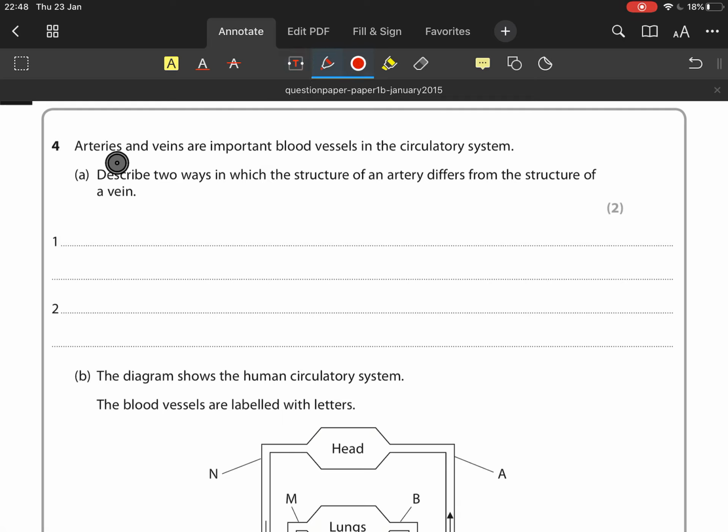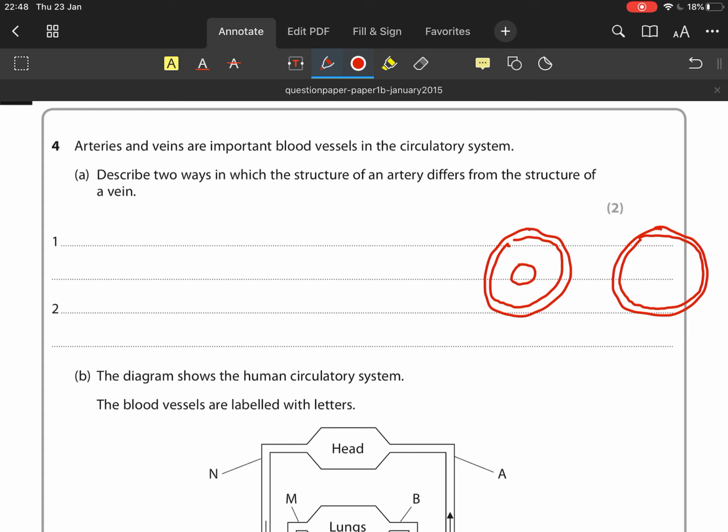Well, very basically, if we were to draw the two, an artery and a vein, from the outside they are a similar size, but if we take a cross section through and look at them, they both have an outer layer. Not much difference in that outer layer. This is the protective tissue around the outside.